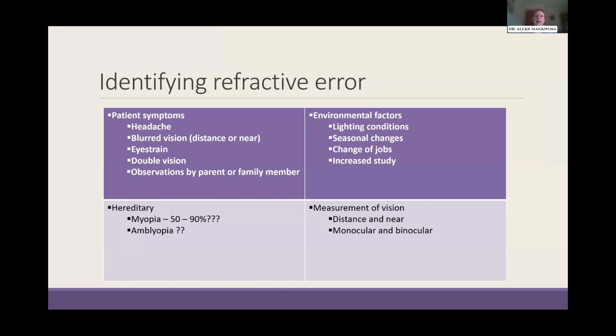So let's look at the ways in which we can identify refractive error. And I'm sure that looking at this table, there are no surprises to you on here. How do we do it? Well, first of all, the patient must report this, must recognize that they have symptoms that are causing them discomfort and that they are related to their vision. And probably the ones that I have listed here are the most common presentations.